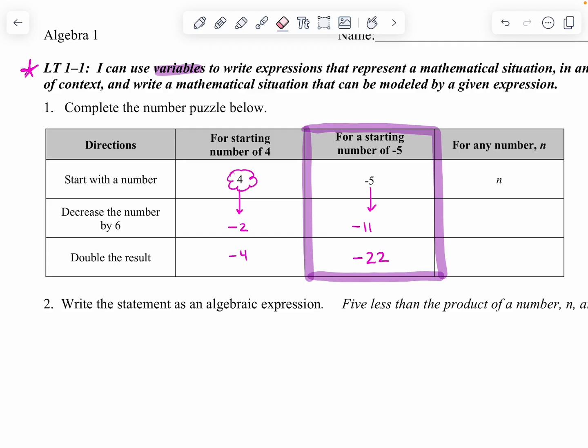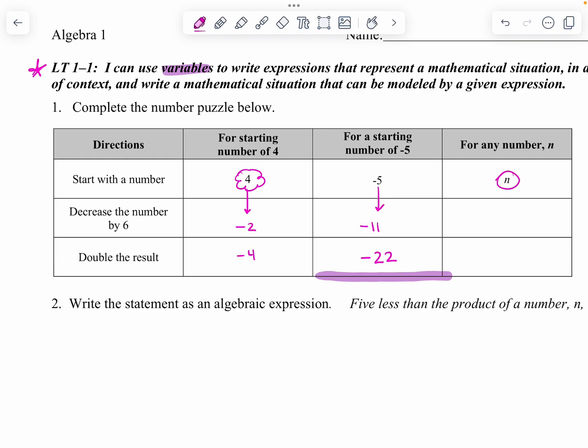Okay, so the last one's probably the trickiest, because this is where the abstraction happens. Instead of starting with a random number, a quantity, I'm going to start with a placeholder for any number, n. I'm not sure what this number is. It could be 75. It could be -24. So since I don't know, I'm just going to let it be a placeholder for what I don't know, because I can do that.